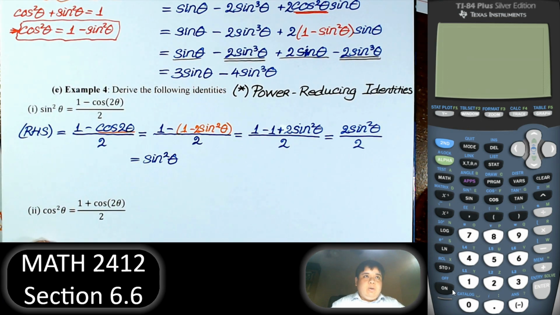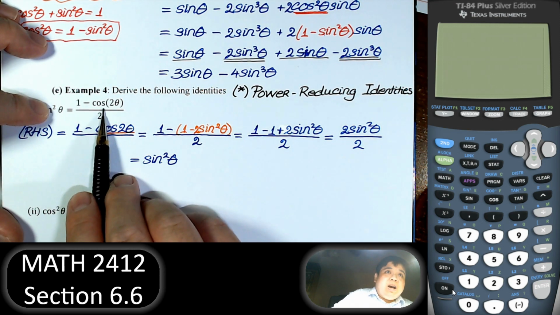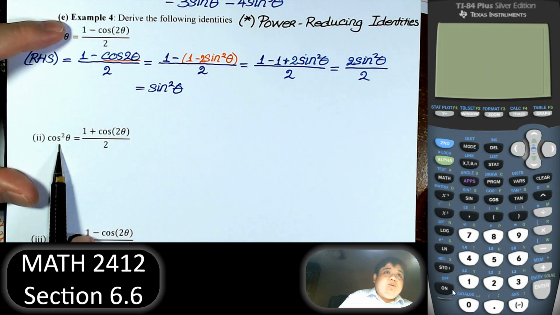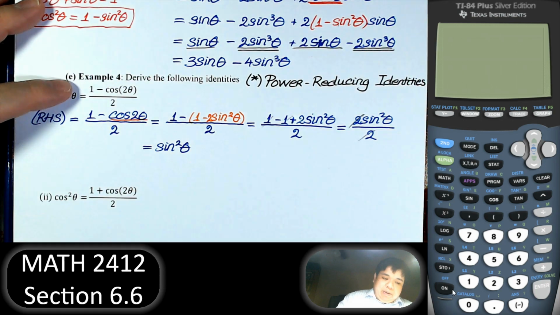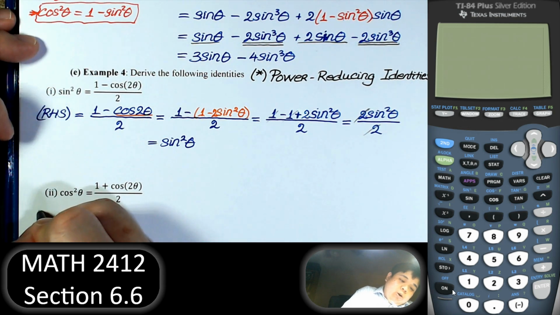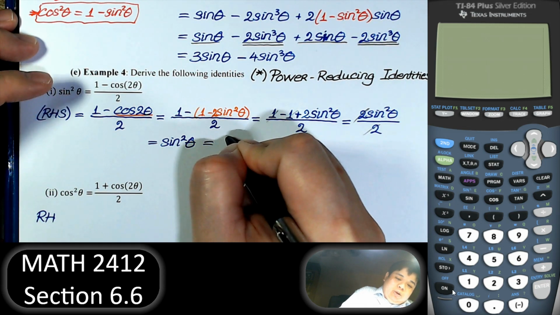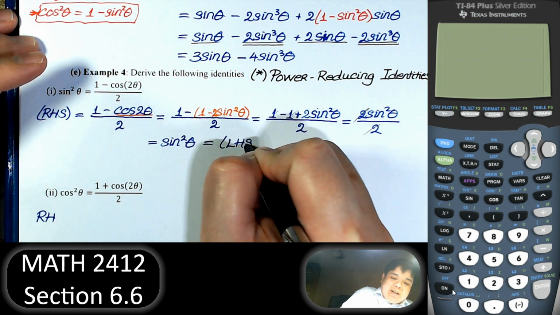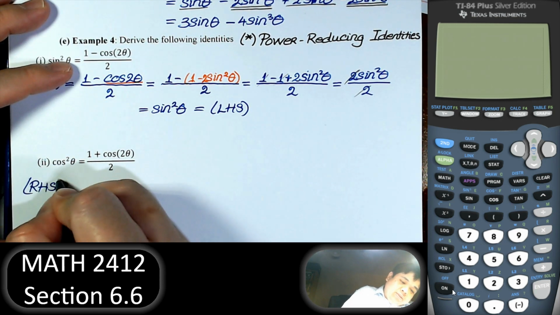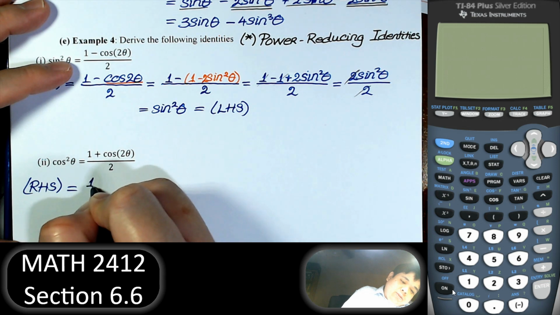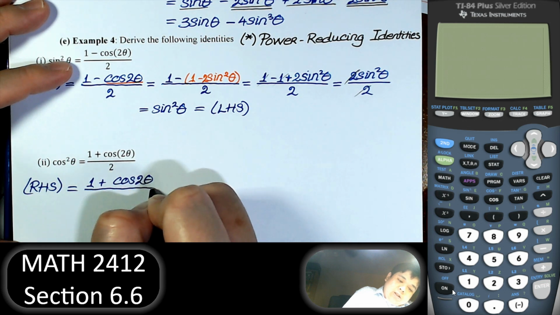So this is called a power reducing identity. If we start from sine square, it's going to be 1 minus cosine of 2 theta over 2. If we have cosine square, it's going to be a plus. Once again, if we want to prove it, go from the more complicated side. By the way, at the end of the proof, we just say that it equals the left-hand side, and that is the proof. So we start from the more complicated side: 1 plus cosine of 2 theta over 2.